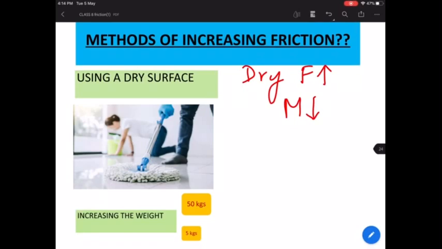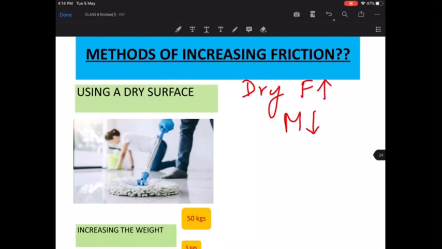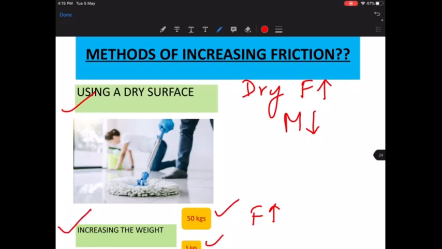Next, you can also increase the weight. Look at the figure over here. If you have 50 kgs of weight versus 5 kgs of weight, if the weight is more, then the friction is also more. So the movement is going to be less again. It will not move easily. It would require a large amount of force. So how will you increase friction? You can increase it by making the surface dry, by increasing the weight, and by making the surface rough.